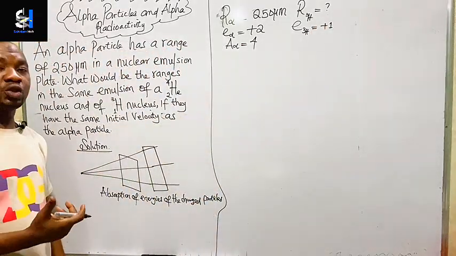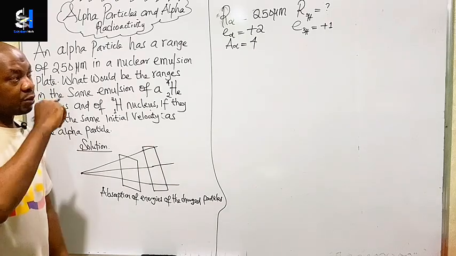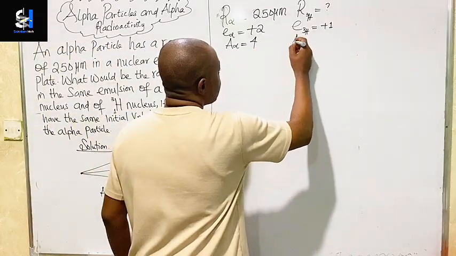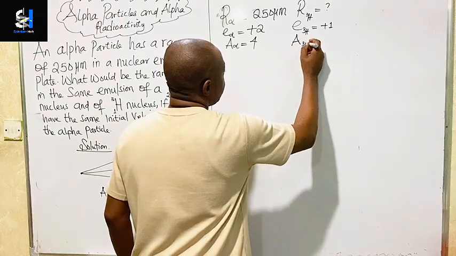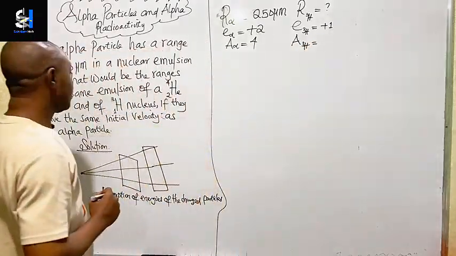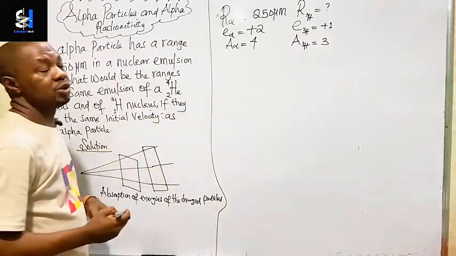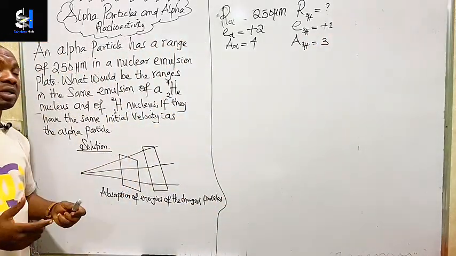Tritium is one of the isotopes of hydrogen, so we have its charge to be plus 1. Then the atomic mass of tritium is 3, which is also known as the mass number.